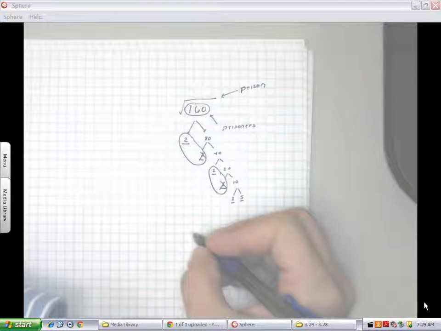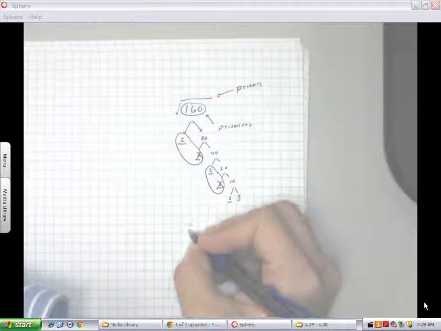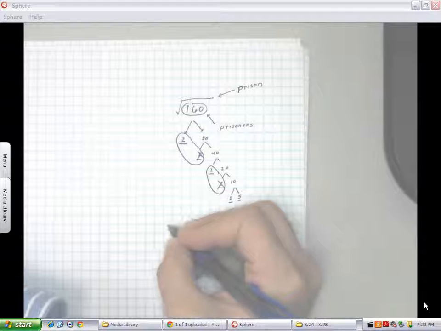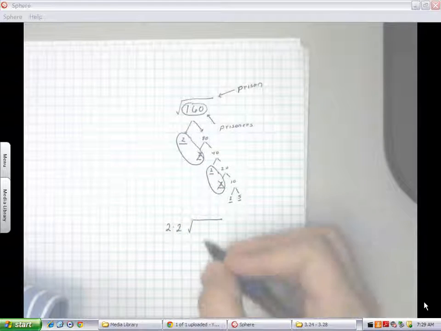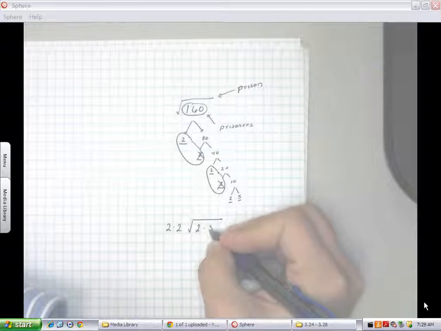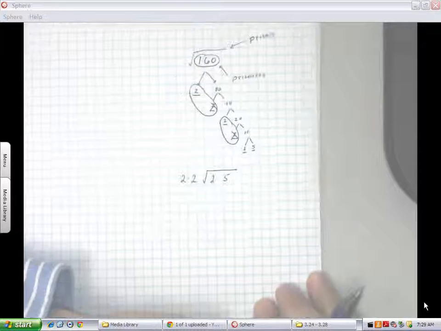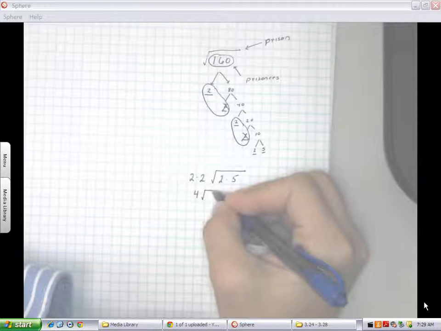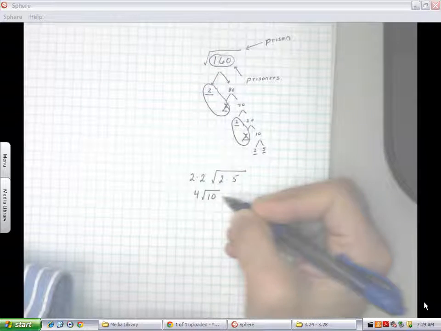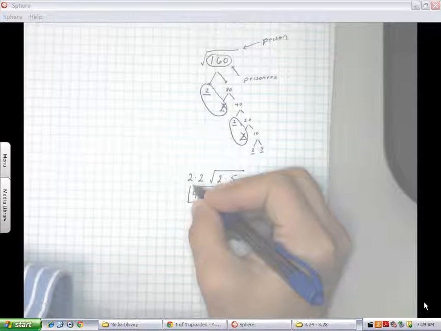So now, I have my prison, and outside of my prison, I have 2 2s. And inside of my prison, I have a 2, and I have a 5. So I'm going to simplify that. Those 2 2s become 4, the 2 and the 5 become a 10, so I'm left with 4 radical 10.